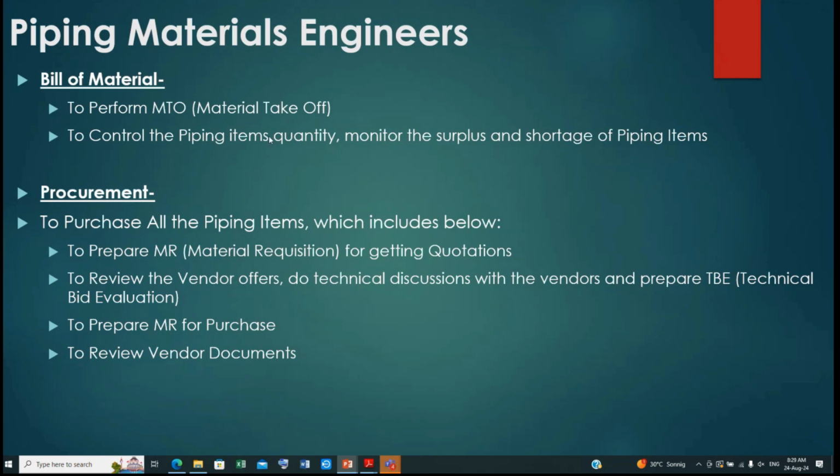To control the piping item quantity, monitor the surplus and shortage of the piping items. It means everybody knows that our projects run for at least 1 year. Let us say our project in the engineering phase runs for 2 years. Then we do not procure the items only after the 2 years. From day one, we will start procuring the items.